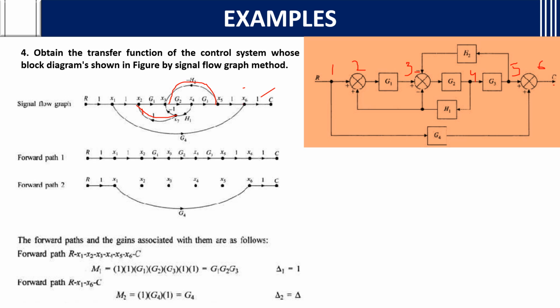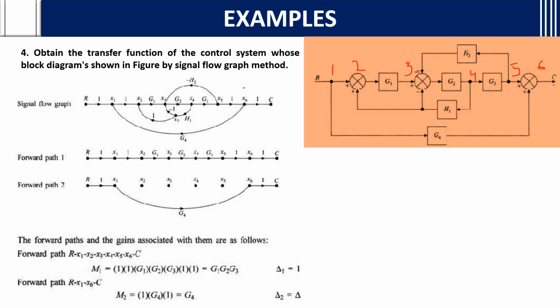Then from x1 to x6 it is G4. Sorry, it is not from x6 to x4, it is x1 to x6, the forward path. So G4 will be there. Why? Because in this direction it is mentioned, so we will take from x1 to x6. Now we are done with the signal flow graph.